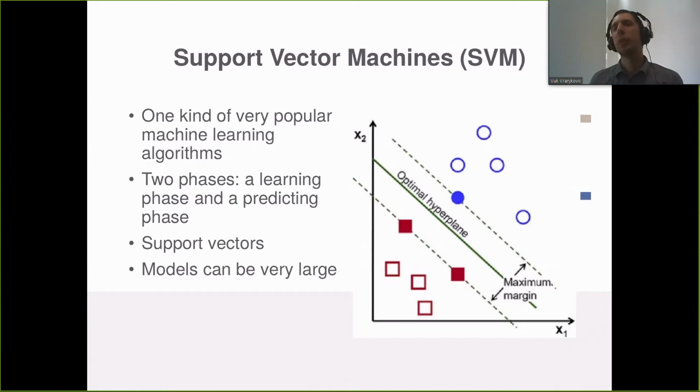So support vector machines were the most popular machine learning algorithm before convolutional neural networks appeared. They are a supervised learning algorithm. That means that there are two phases. One is a learning phase, and then there is a predicting phase. For learning phase, we need input data to train the machine, and then machine can predict outputs on the new input instance.